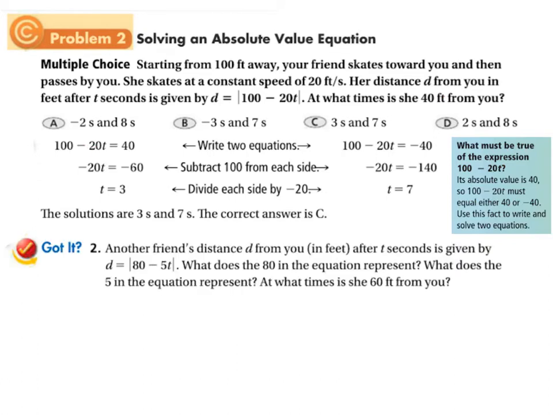So here's your got it problem. You're going to do the same thing. Imagine this same situation here, okay, with these values so that you can answer what does the 80 in this expression stand for, and what does the 5 in this expression stand for, okay? And then finally, at what times is she 60 feet from you?